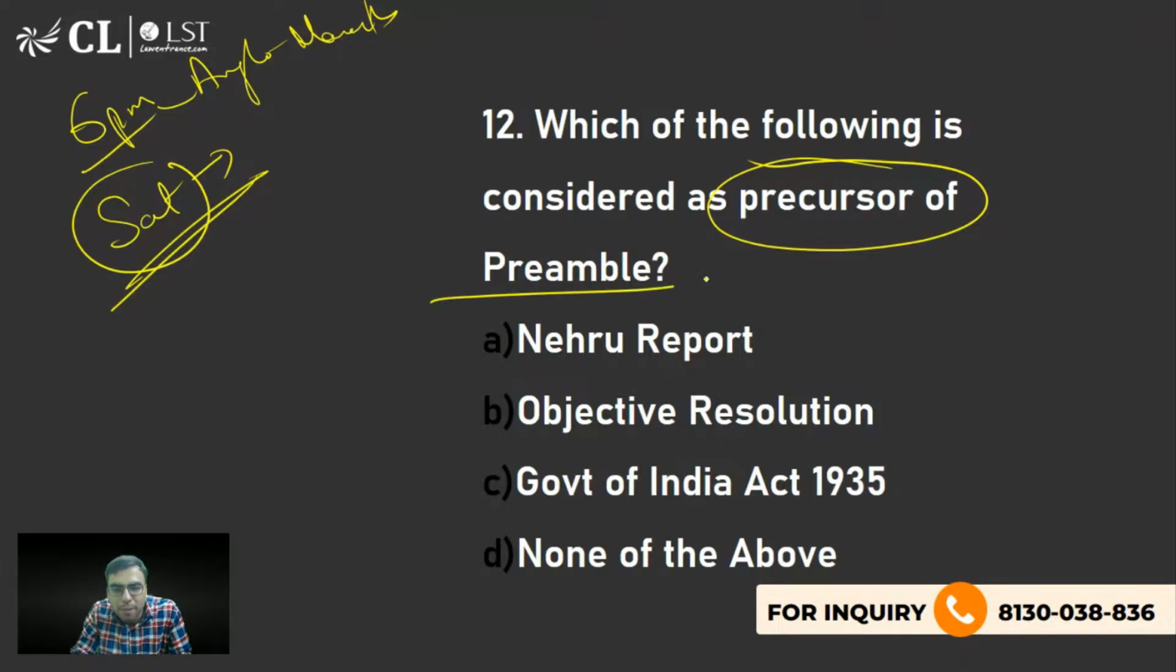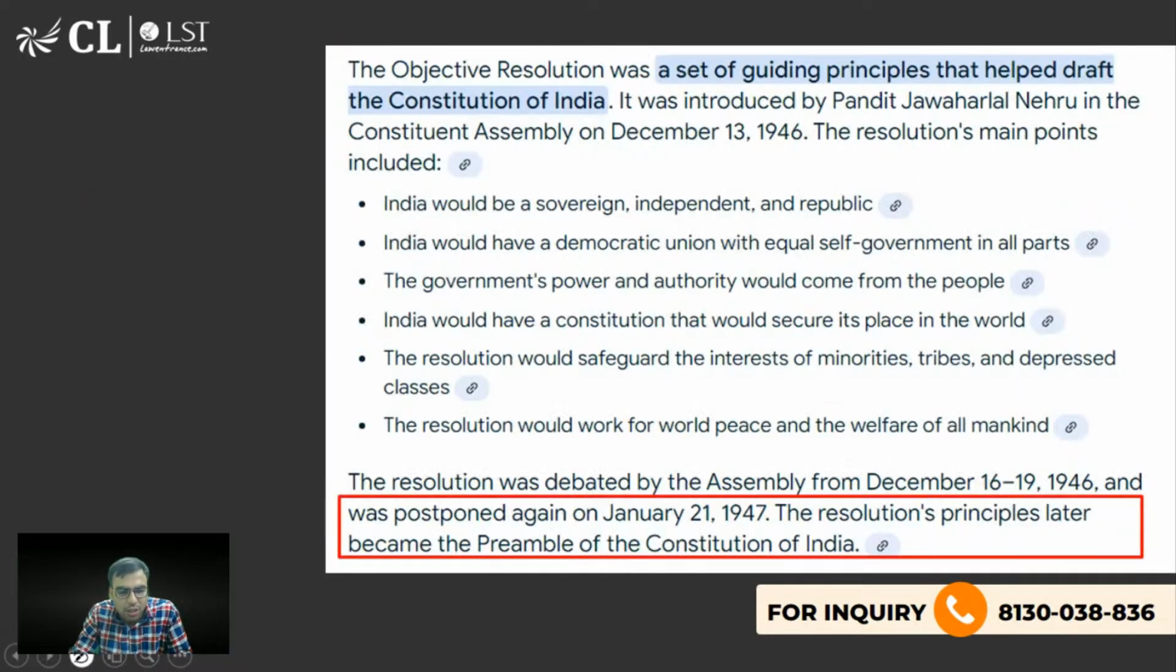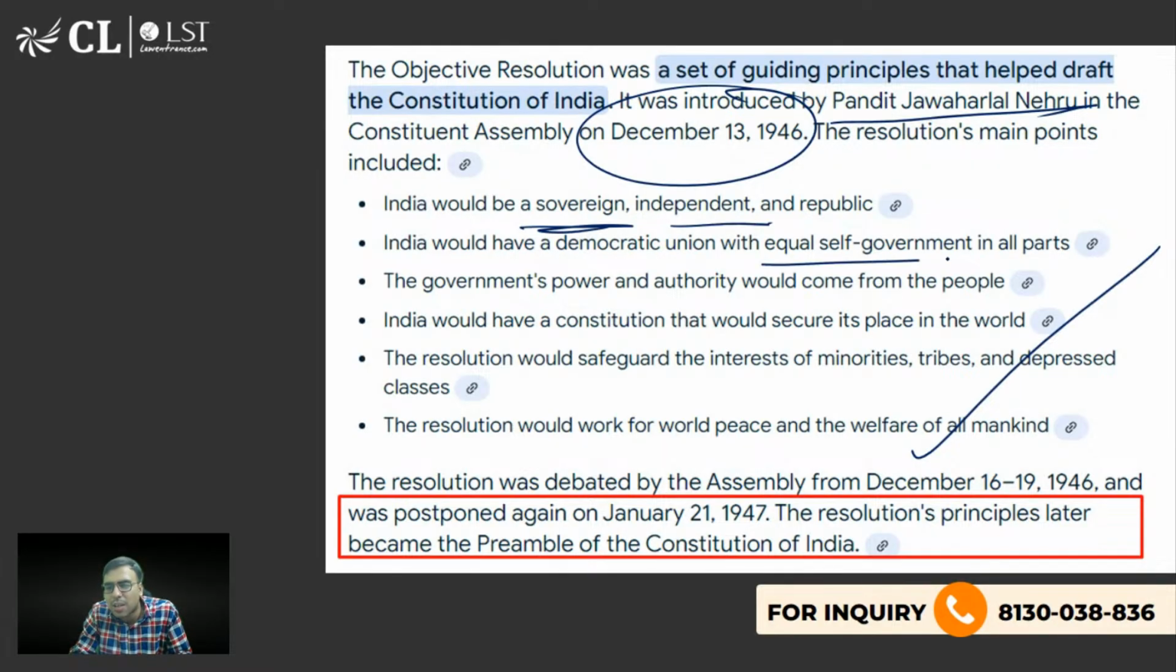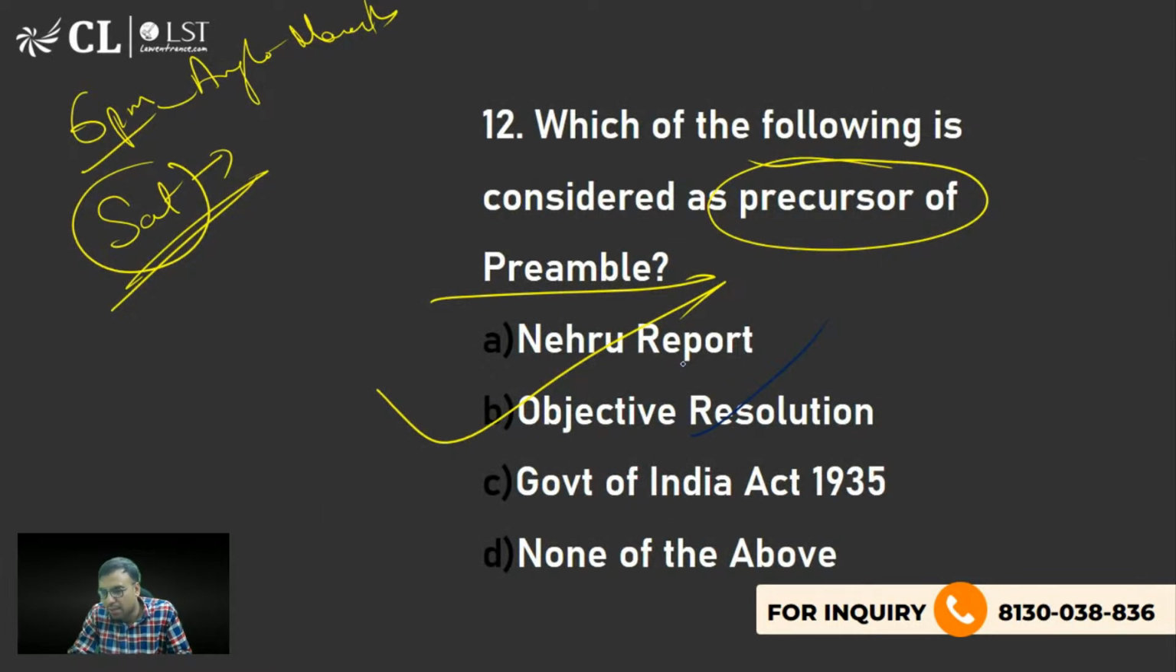So the precursor of the preamble is option B. Yes, Dharini, Damani, you are right. It is the Objective Resolution, brought on 13 December 1946 by Jawaharlal Nehru ji. That is what you should know. If you look at the words, similar words were mentioned in the preamble. B is the right answer.